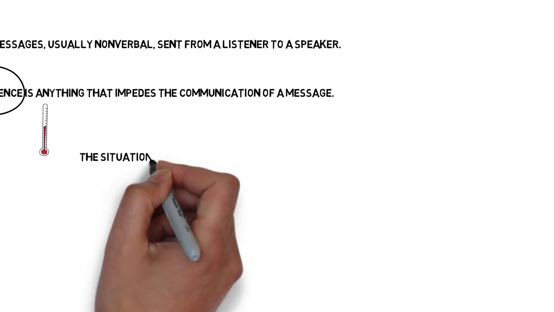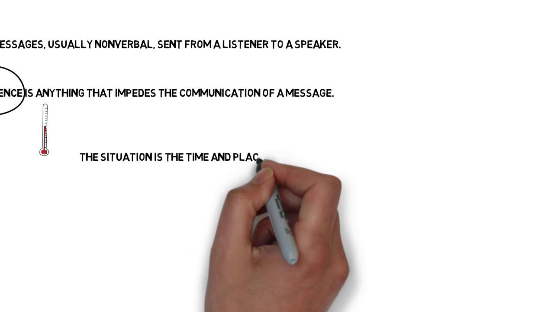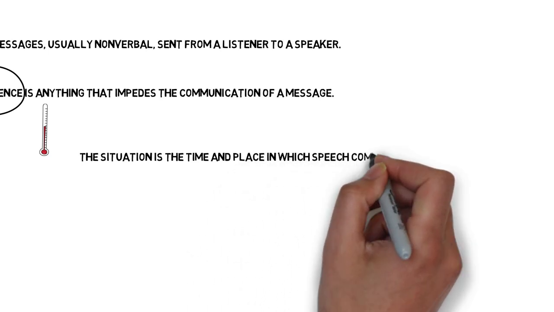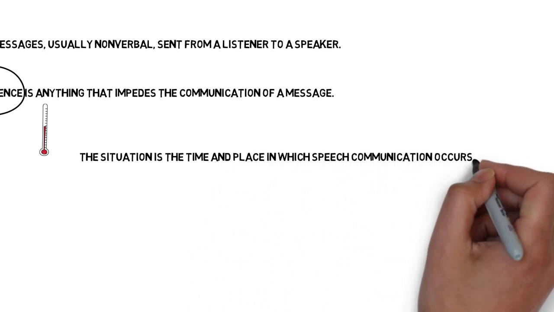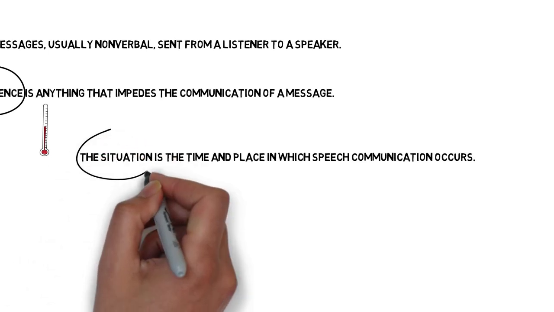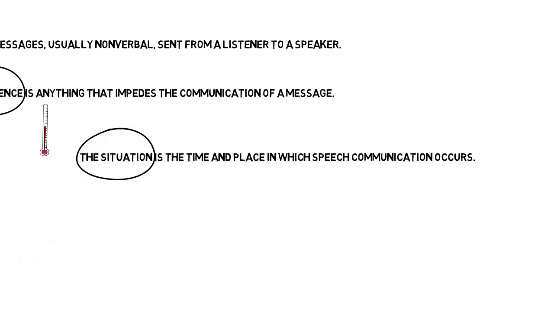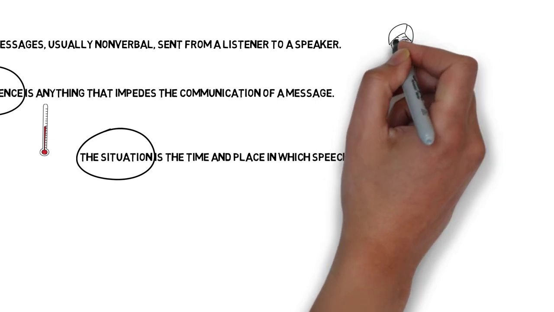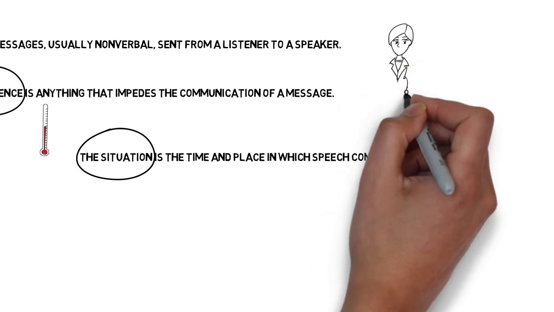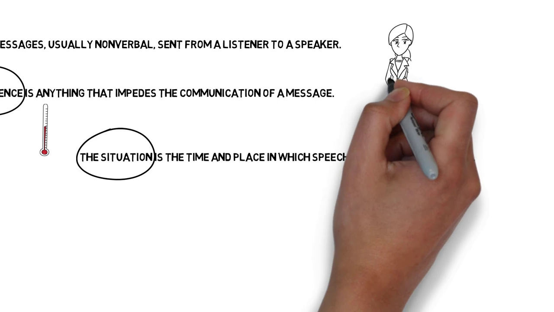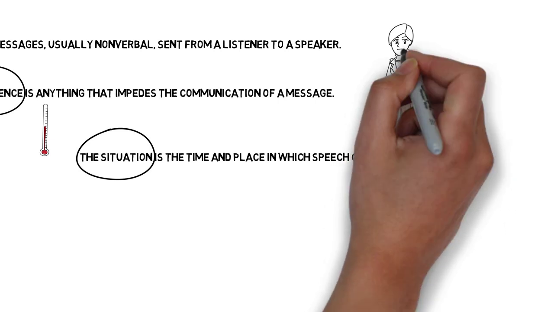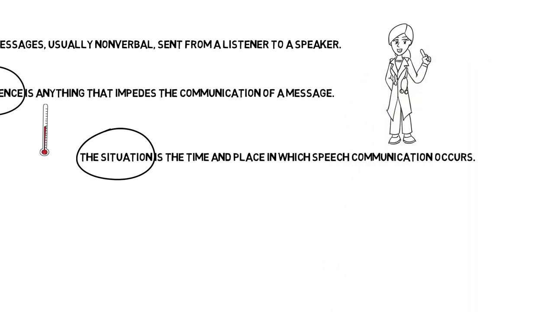The situation is the time and place in which speech communication occurs. All audiences have some expectation of what will happen during your speech or during any communication interaction. If the speech is, let's say, at a graduation, the audience will have an idea of what this should be like. Similarly, if the speech is in a classroom during an informative speech section of a public speaking class, then the audience will also have an expectation of generally what will happen.